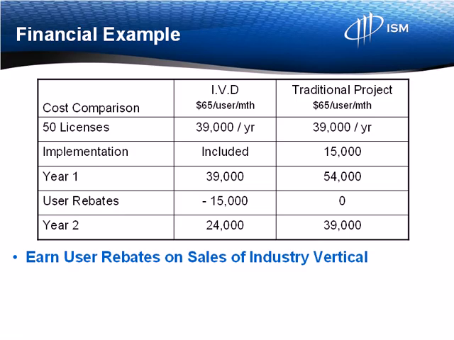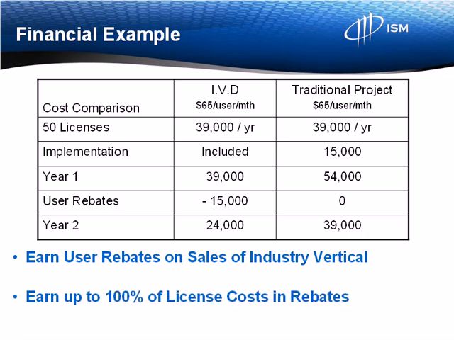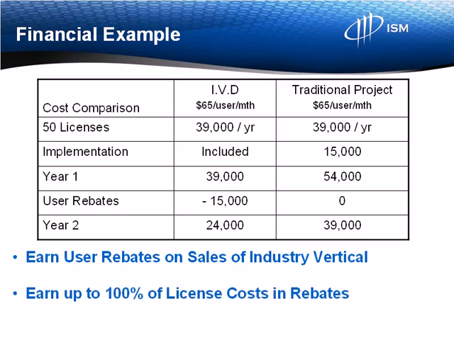So the key thing is that you have the opportunity to earn user rebates on sales of the vertical industry into your vertical, and in many cases you have the opportunity to earn up to 100% of your license costs in rebates. So not only are you getting the implementation included, which is a very significant thing in the first year, but you also have the opportunity over time to receive user rebates, and those rebates can take place in the first year, by the way, on those customers that buy your product in your industry.